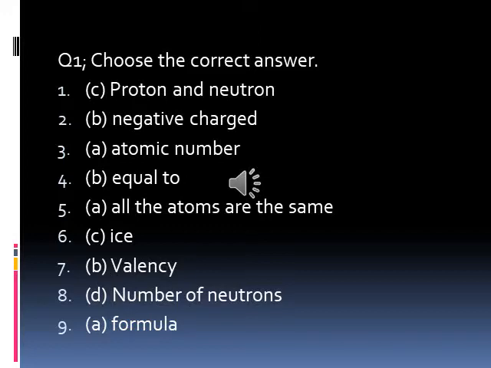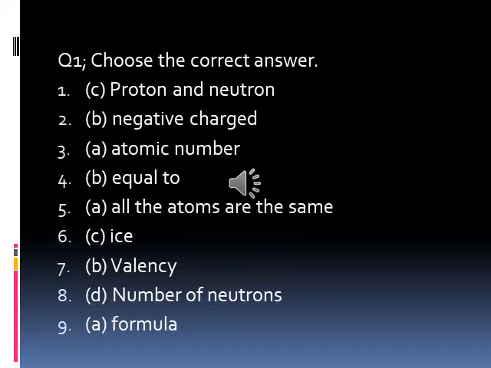Number 6. The four substances below are solid. Which of them are made up of more than one kind of atom? A, iron; B, tin; C, ice; D, carbon. Answer is option C, ice. Ice is made up of hydrogen and oxygen. Number 7. Dash is combining power of an atom. A, tendency; B, valency; C, accuracy; D, density. Answer is option B, valency.